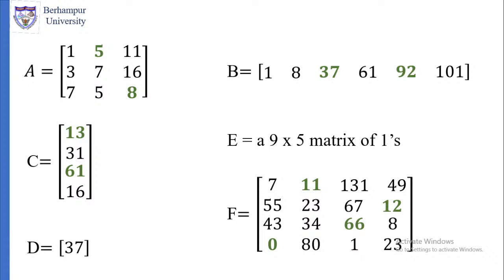Then F is equal to 7, 11, 131, 49, 55, 23, 67, 12, 43, 34, 66, 8, 0, 81, 23. This is a 4 cross 4 matrix in which 11, 12, 66 and 0 are highlighted. These highlighted values are to be changed using indexing, from which we will know how much you have understood. So this is something you have to practice. Practice this at home in your free time, and we will discuss the results in the next class.